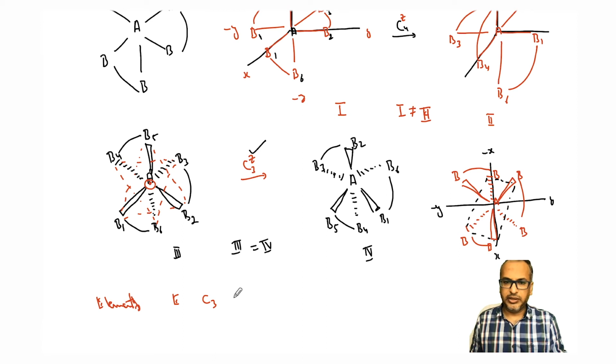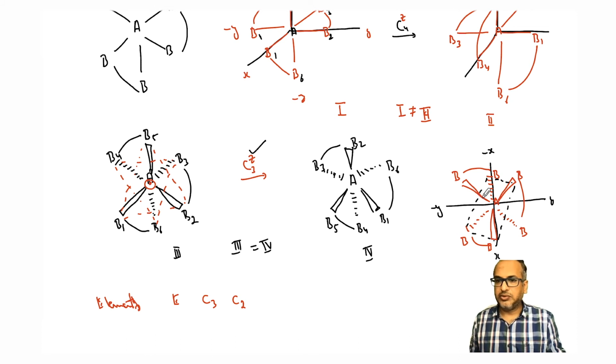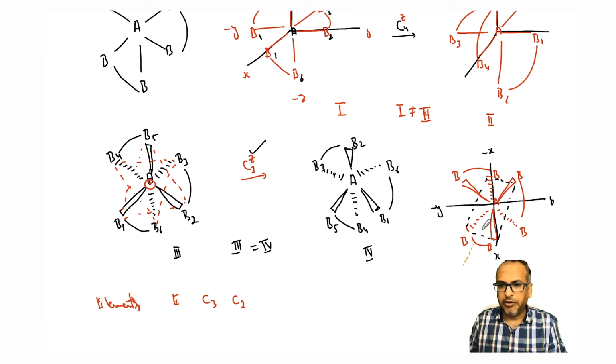Okay, and then you have C2 axis, and that will be all. Where is the C2 axis now? So C2 axis will be in between X, Y. This will be my C2 axis. Similarly, there will be another C2 axis, which will be like this.